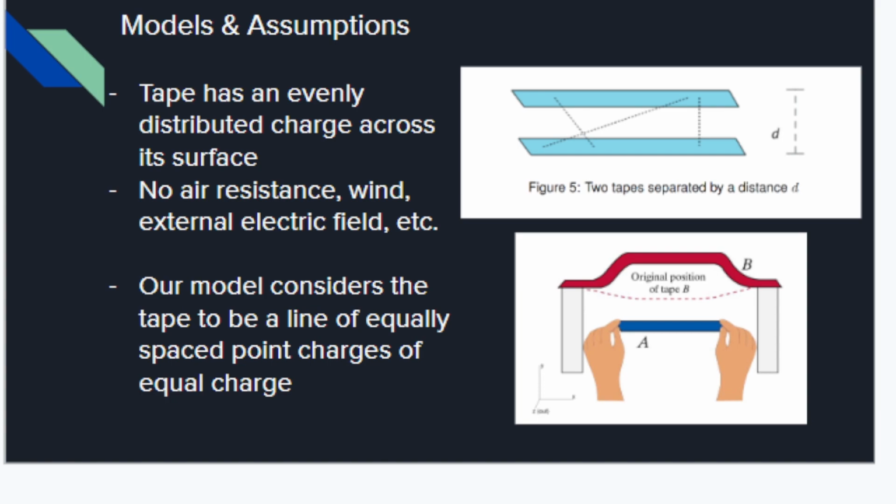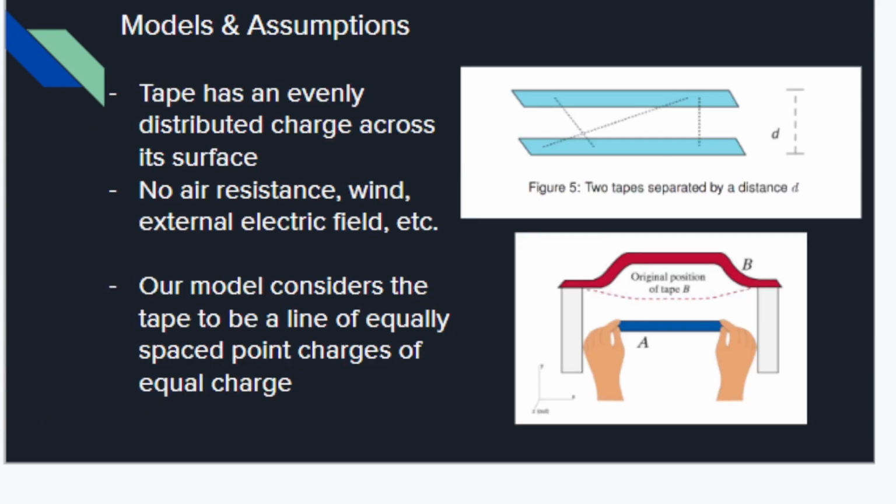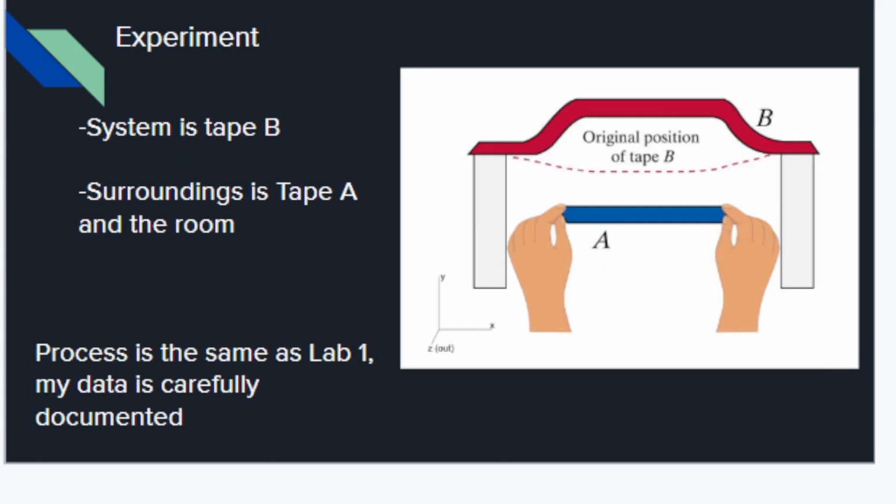Models and assumptions are the same as Lab 1, but the tape is assumed to have an evenly distributed charge across its surface. We assume no air resistance, no wind, no external electric field, et cetera. Our model also considers the tape to be a line of equally spaced point charges of equal charge, the same idea as the first point. The model is on the right there; you can see the tape. The two tapes are separated by distance d, which in our code is viewed as R. The system is tape B, and the surroundings are tape A and the room. The process is the same as Lab 1.